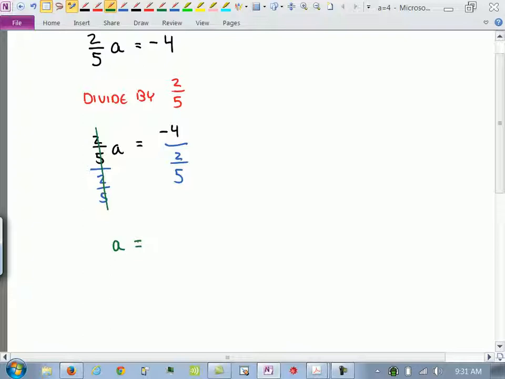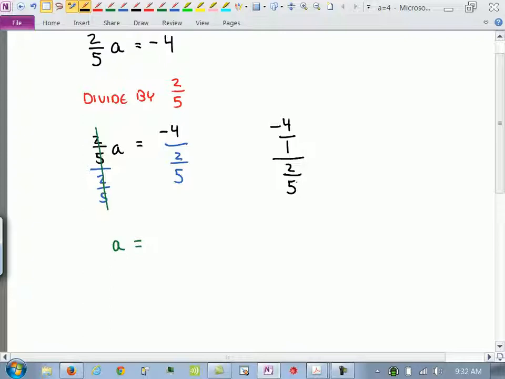So let me explain to you what this -4 over 2/5 means. What it means is -4 over 1 divided by 2/5. Remember that any number can be written as itself over 1. So you can rewrite -4 as -4 divided by 1. And now what you have is what's called a complex fraction. You have a fraction over a fraction. So how do we divide two fractions like this? Anyone remember how to divide two fractions?